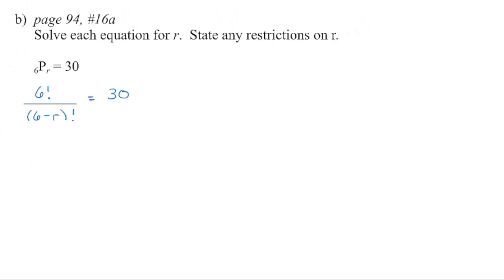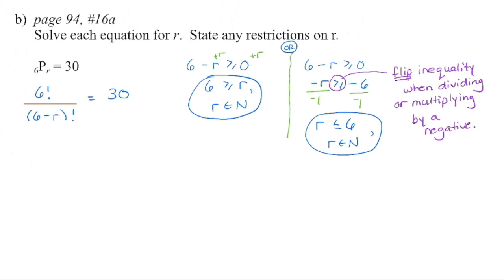Now, the variable that we have is r, so I'm going to take this factor, and I know that 6 minus r has to be greater than or equal to 0, so I'm just going to add r to each side, and that gives me r is less than or equal to 6. If you wanted to do it the other way, where you subtract 6 from each side, you can do that, but then we end up with a negative r, and we have to divide out that negative. Anytime you divide or multiply by a negative, we flip the inequality. So we get the same restriction: r is less than or equal to 6, and r has to be a natural number because we're dealing with factorial notation.